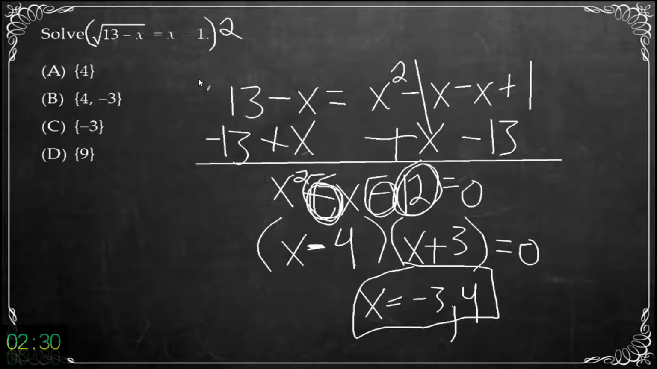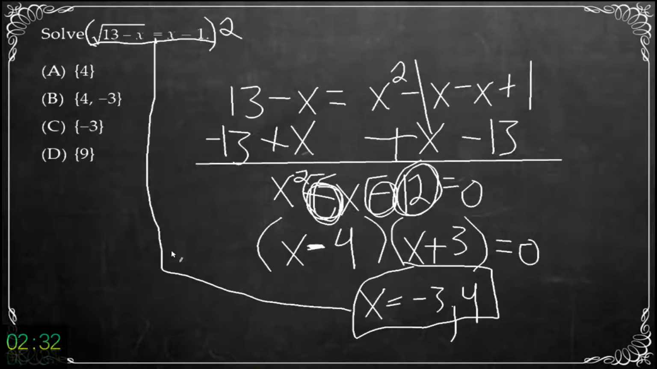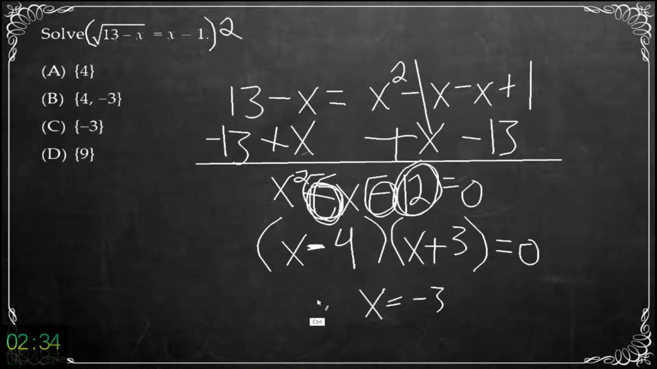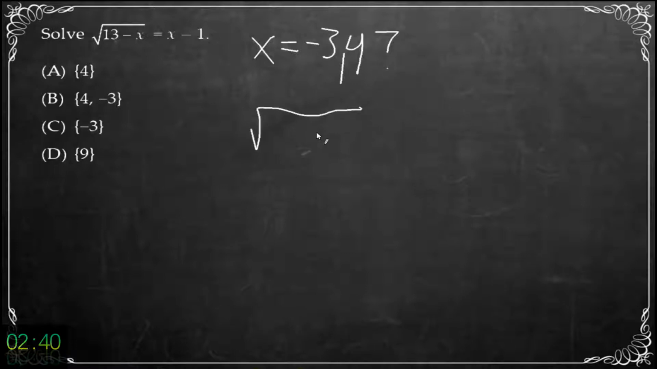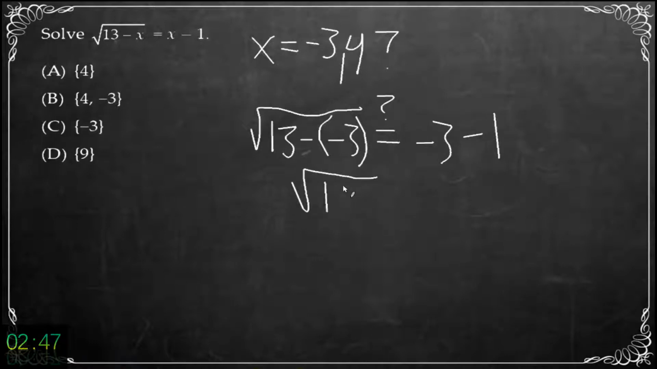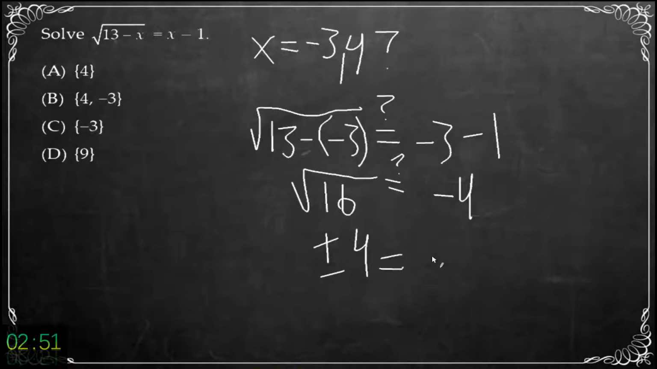And I've got enough time left over to check my answer solutions in the original equation. So let's find out whether or not this works when x equals negative 3 and 4, which looks like choice B, by the way. So square root of 13 minus negative 3, is that equal to negative 3 minus 1? Square root of 16, is that equal to negative 4? Plus or minus 4 can equal negative 4. So yes.